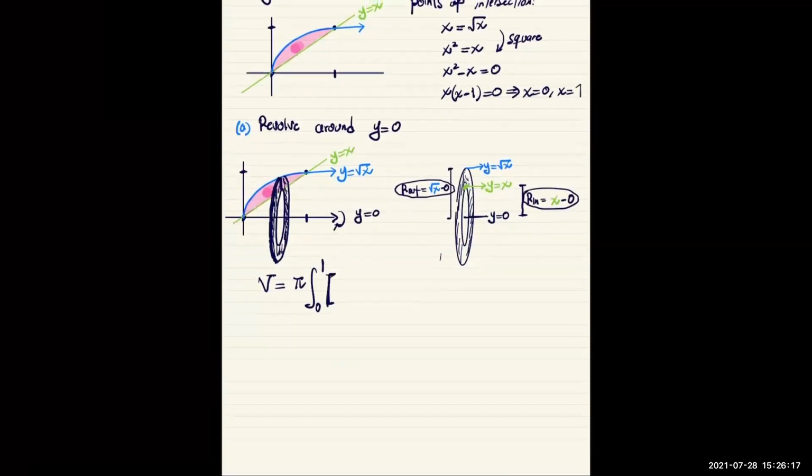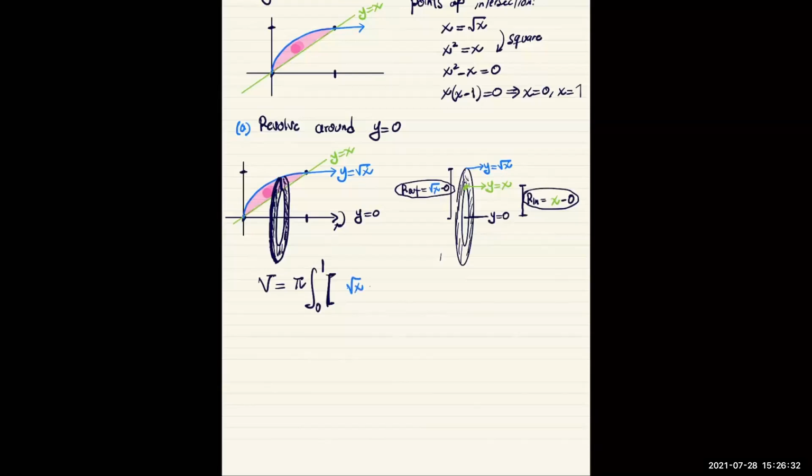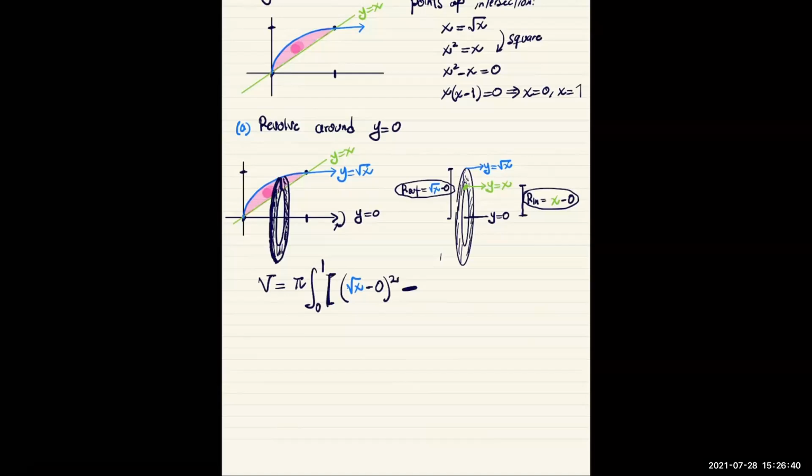Pi out. So you do the bigger radius. We are finding the volume of the entire solid. Okay, so you do pi times the outer radius. The outer radius again is square root of x minus 0. You can just drop the 0. Squared, minus because we are taking out the inner solid, minus the inner radius squared. So that's just x minus 0.